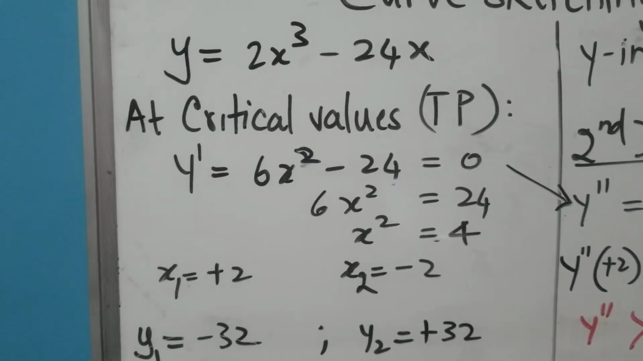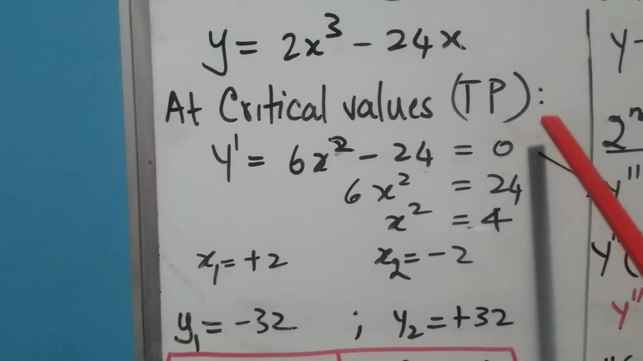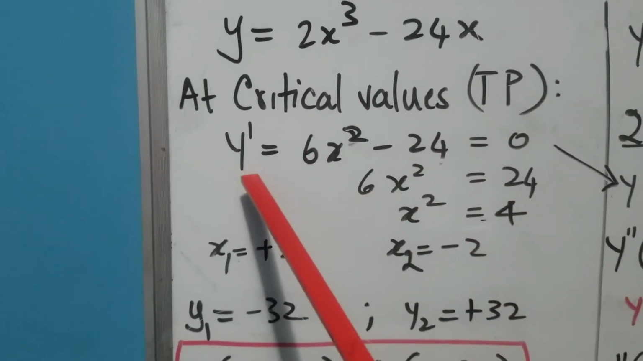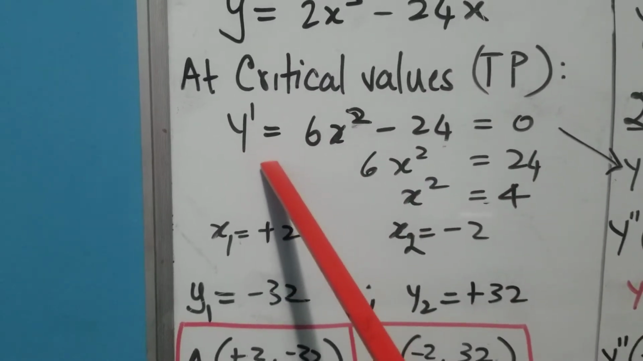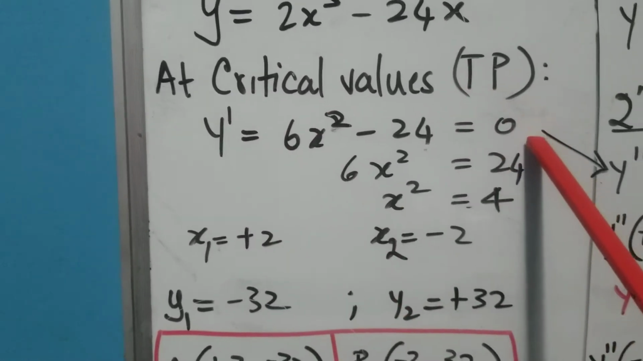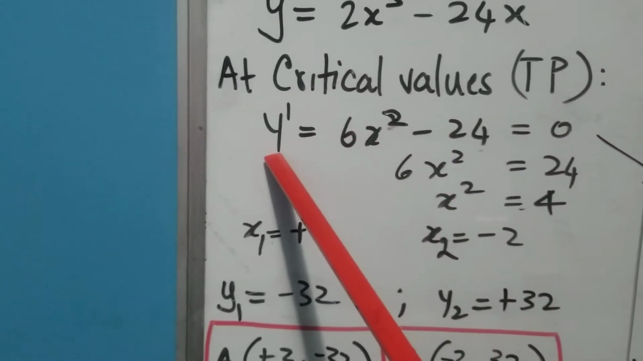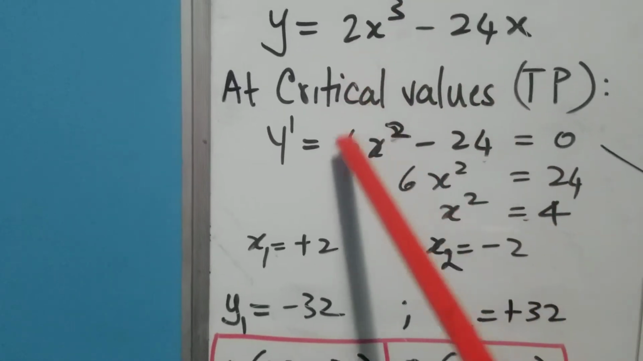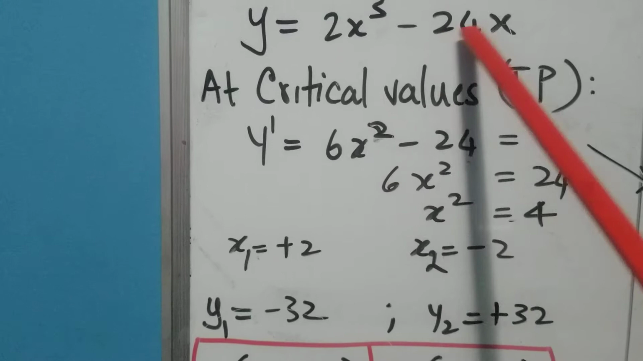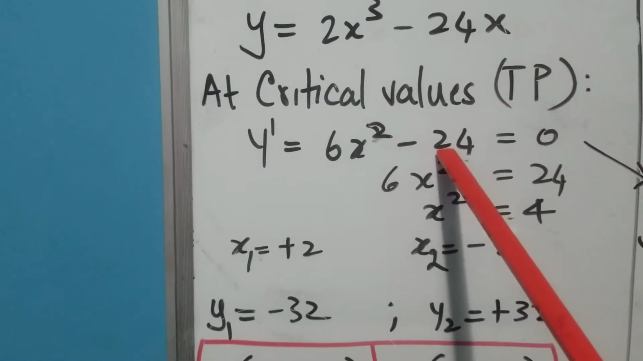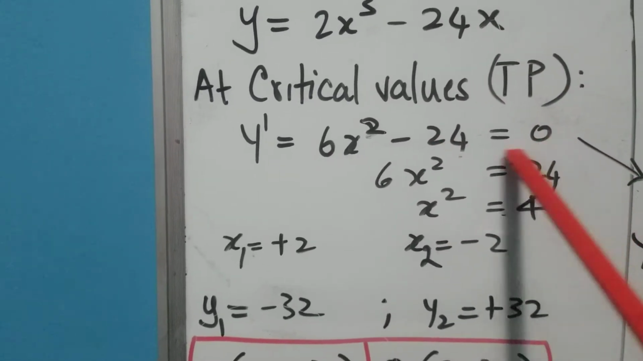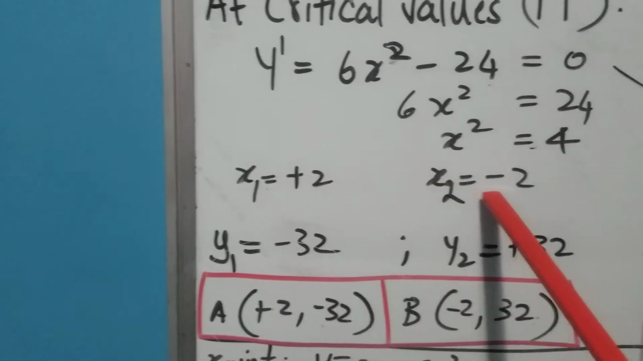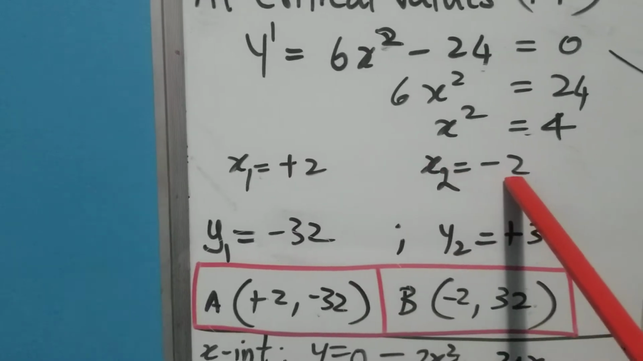Now we have done other videos to show how the turning points or the critical values can be determined using the first derivative, because the first derivative at the turning point is equal to 0. So we find the first derivative with respect to x. 2x cubed is, bring the power down, 6x squared, minus derivative of 24x, which is negative 24. That's equal to 0. We solve it mathematically and we arrive at two x values, positive 2 and negative 2.